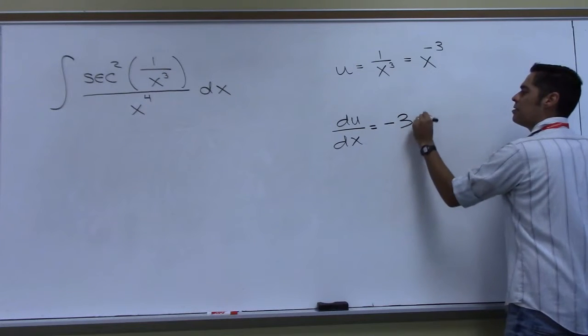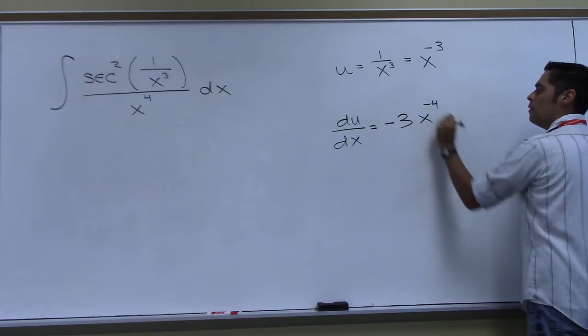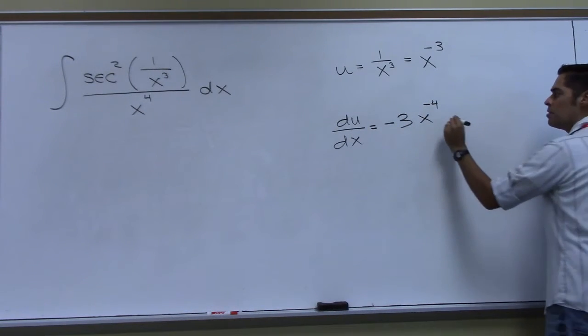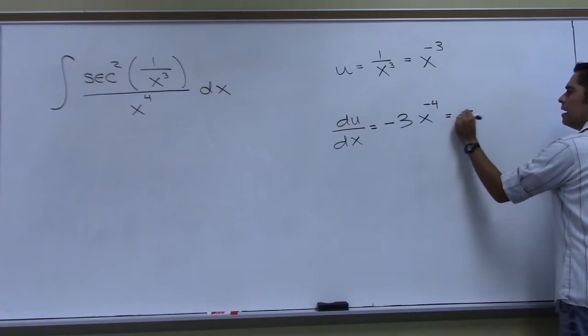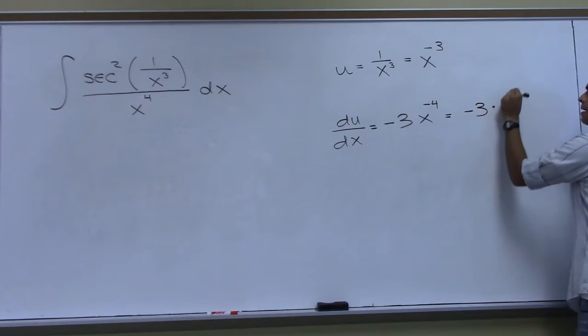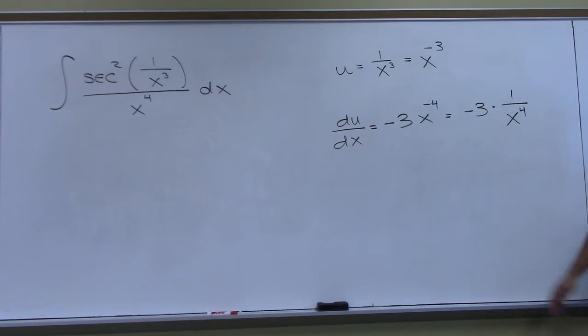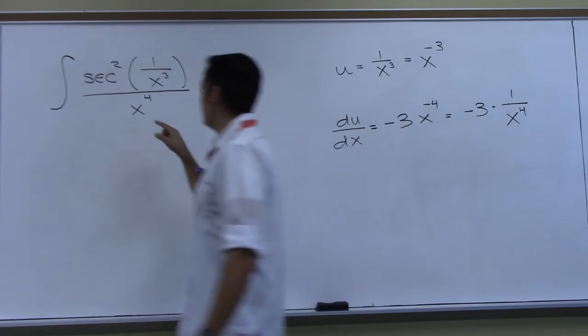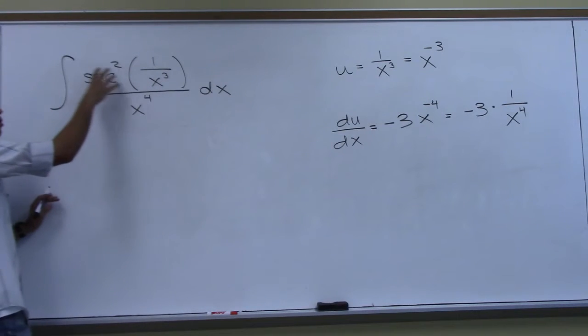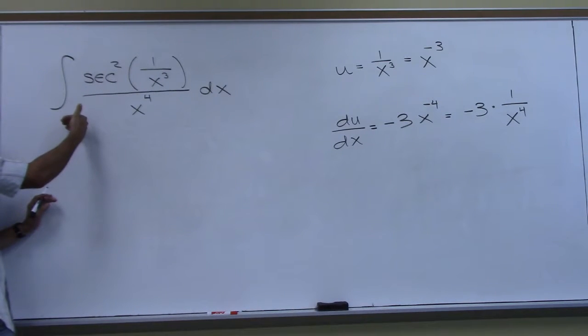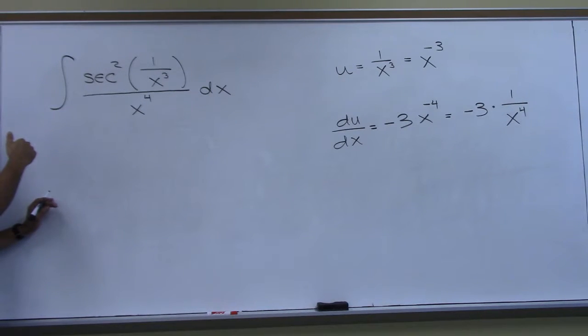Negative 3 x to the negative 4, right? Which is the same as negative 3 times 1 over x to the 4th, isn't it? Do y'all see that? And didn't I just say x to the 4th? That is actually a 1 over x to the 4th. Zach, do you see that? Yeah? Okay. That looks like it's going to work.